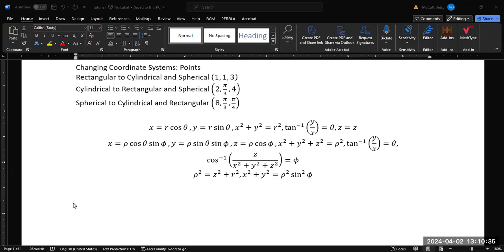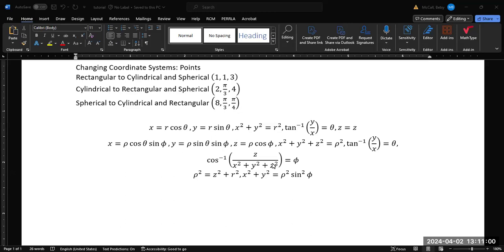Okay, so in this video, we're going to be looking at how to change points in one coordinate system to another coordinate system. So we're going to be looking at changing a point in rectangular coordinates to both cylindrical and spherical, changing a point in cylindrical coordinates to both rectangular and spherical, and then also changing a point in spherical to both cylindrical and rectangular.